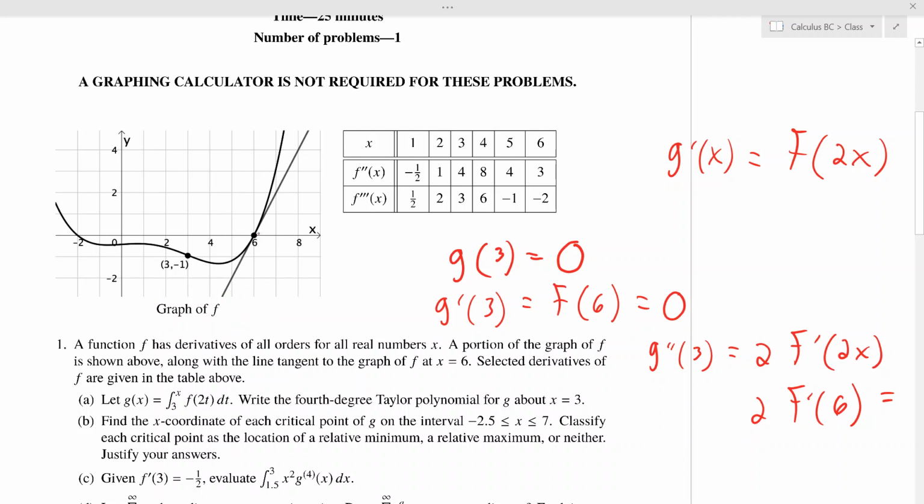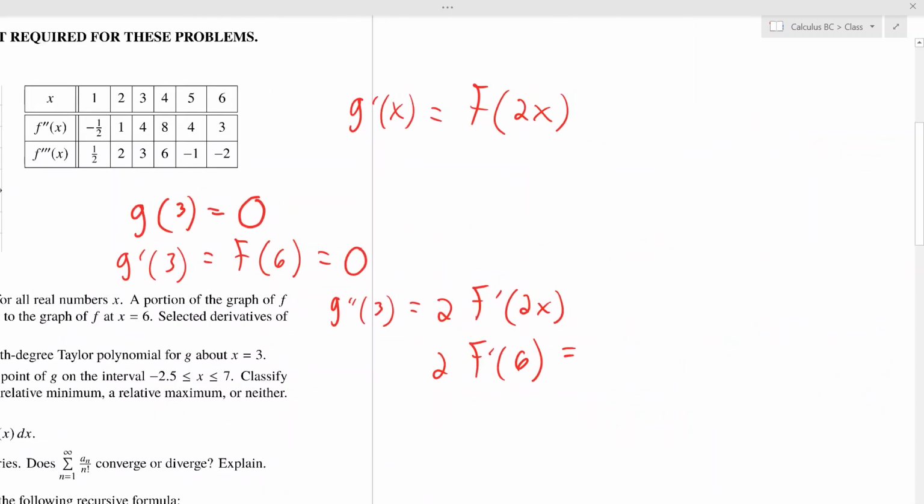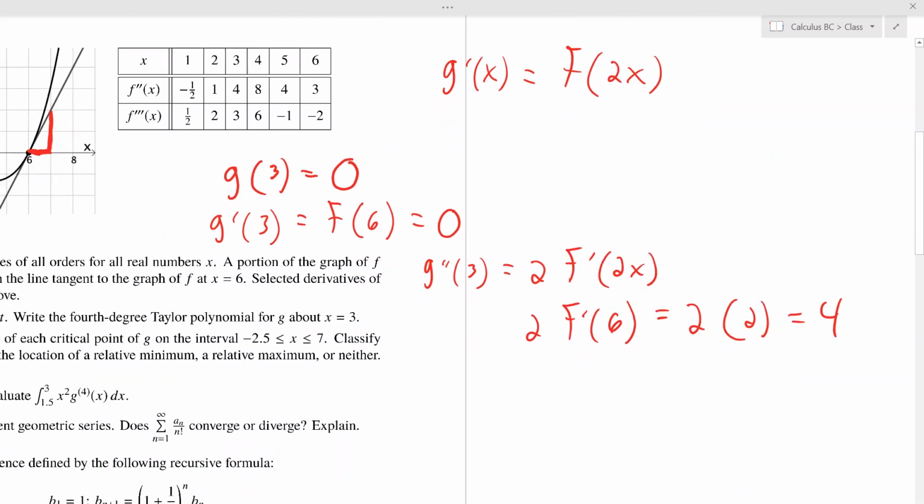And the tangent line, you can see, has a slope. It goes over 1 and up 2. So the derivative at 6 must be 2. So 2 times f prime of 6 is 2 times 2, right? Which is 4. Again, let me know if I mess up. I'm trying to get everything super sweet here. This is really an x here, I guess, if you want to think like that. All right, so this is g double prime at 3. I just plug the 3 in.